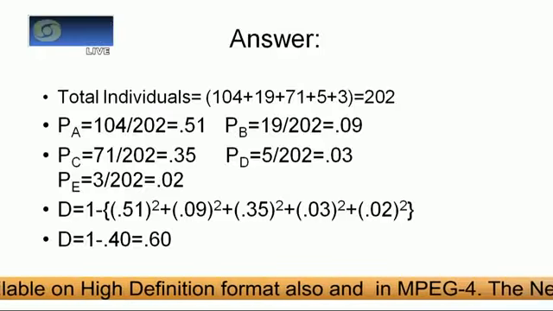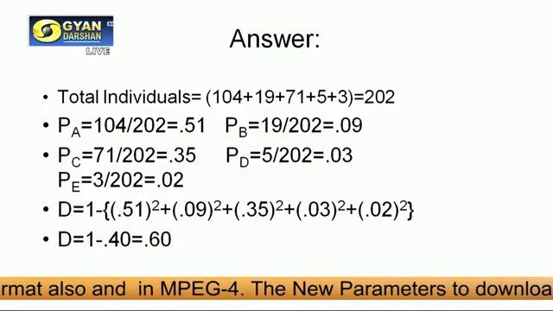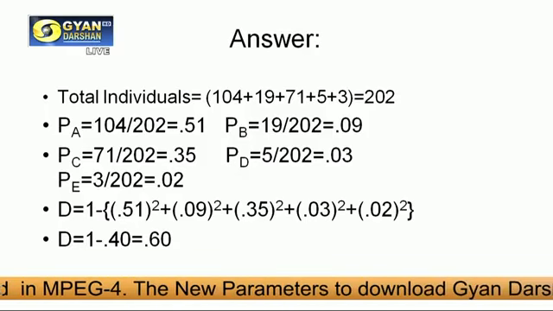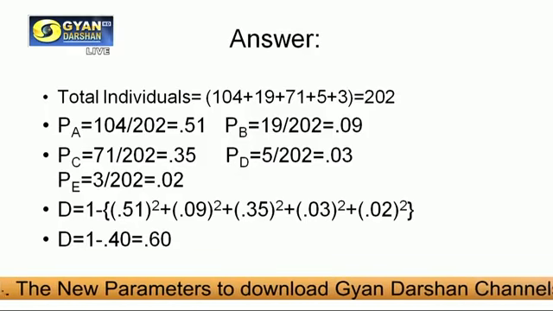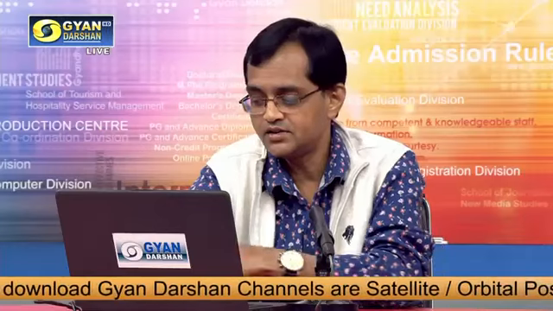1 minus individual whole square. So when you subtract it, that is 1 minus 0.4, you get 0.6. So this is how you actually calculate the Simpson's diversity index, which gives an estimate of the species diversity.